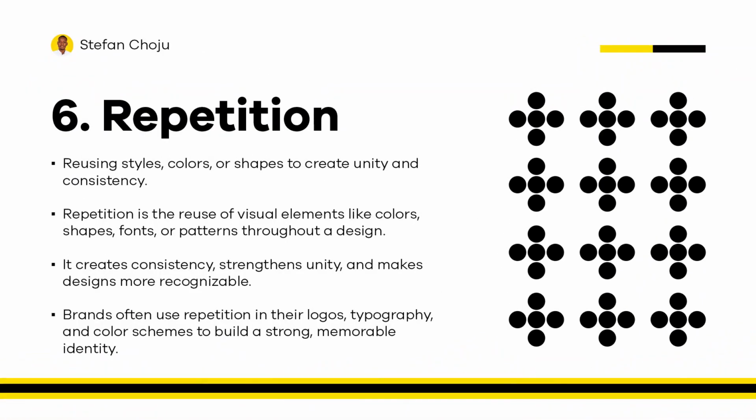So the next principle we're going to be discussing is called repetition. Repetition is simply reusing styles, colors, or shapes to create unity and consistency. Repetition is the reuse of visual elements like colors, shapes, and fonts or patterns throughout a design. It creates consistency, strengthens unity, and makes designs more recognizable. Brands often use repetition in their logo, typography, and color schemes to build a strong, memorable identity.